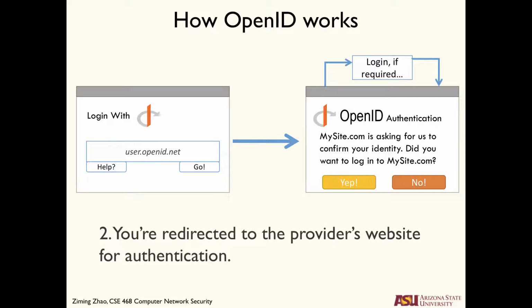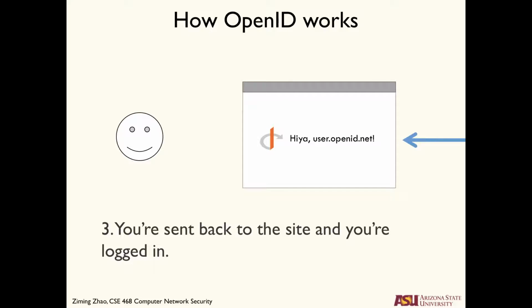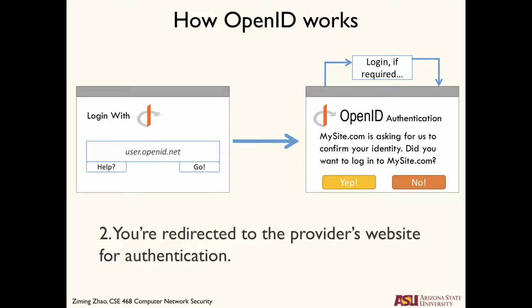Then after you click go, let's say you have an OpenID user.openid.net, and you will be redirected to the identity provider's website. In this case, your identity provider is openid.net. And from there, openid.net will ask you, this website you were just visiting is asking us to confirm your identity. Do you want to log in? If you click yes, then you will be sent back to the original website you tried to log in to. And the service website does not really have your password. Only the identity server has your password. In this case, the identity server is openid.net.